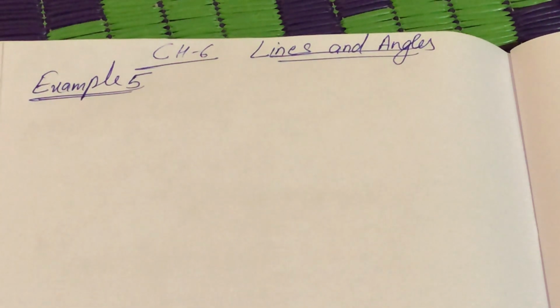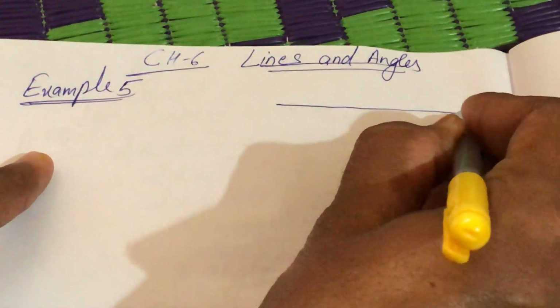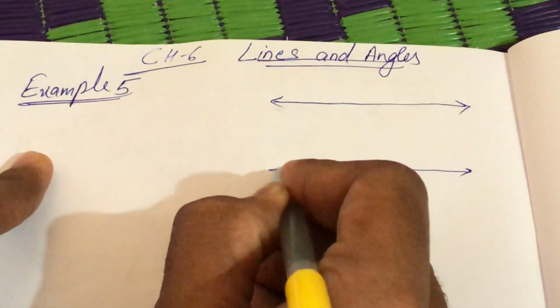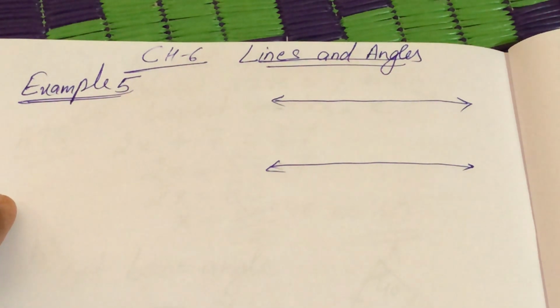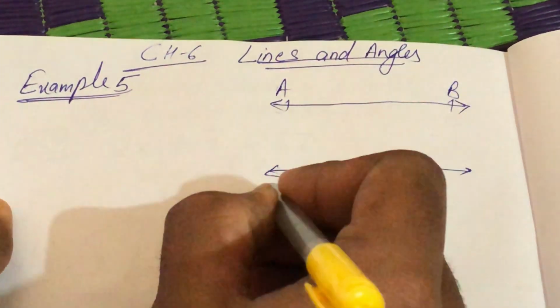So let's start. What is given? If a transversal intersects two lines such that the bisectors of a pair of corresponding angles are parallel. These two lines are given, but not given as parallel. AB, CD.